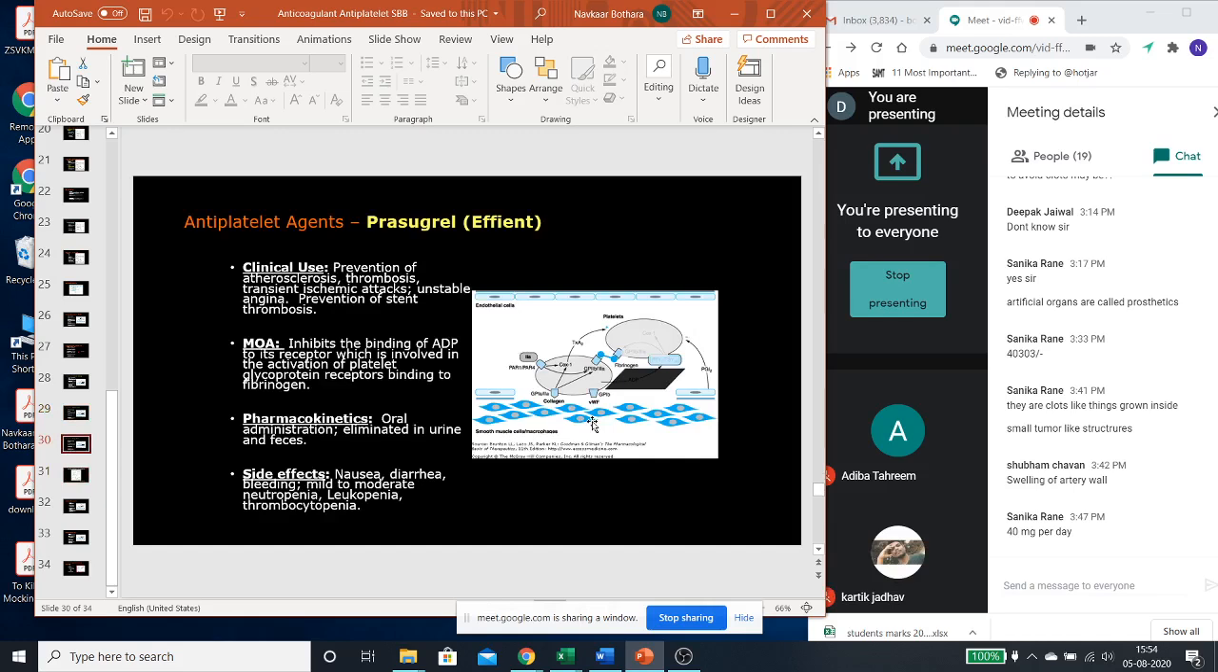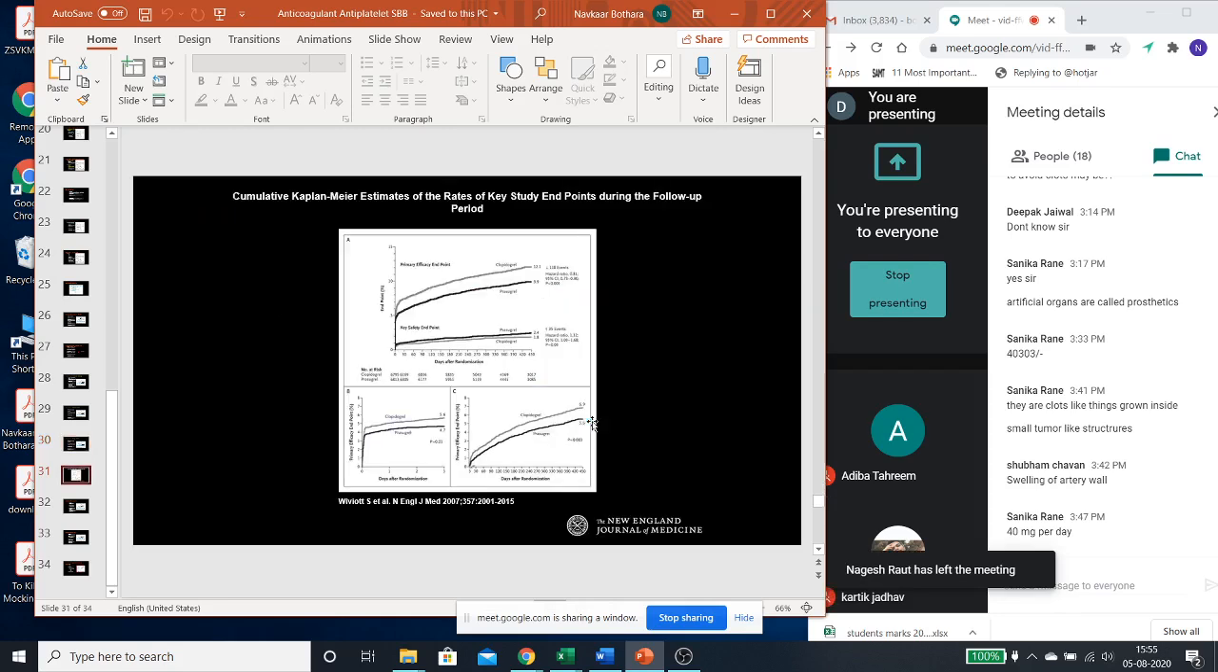The next antiplatelet agent is its analog, prasugrel. Same impact, same mechanism of action, only the drug is different. Then next in that class, the pharmacokinetic changes these agents are having. What are the changes these drugs are having?